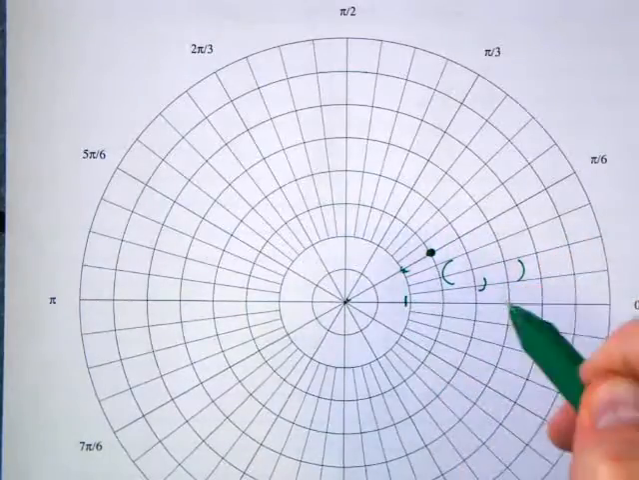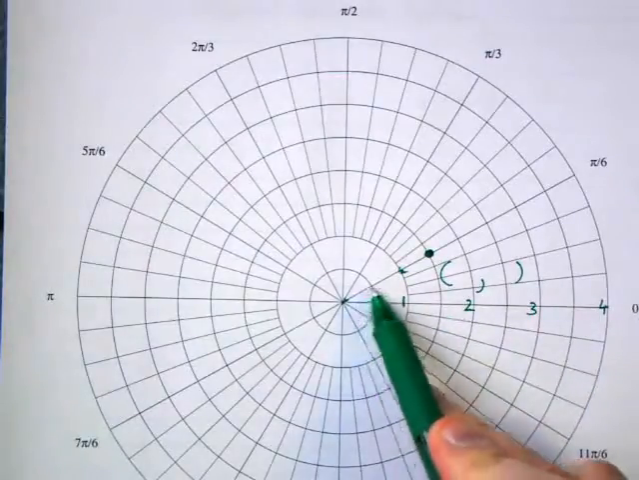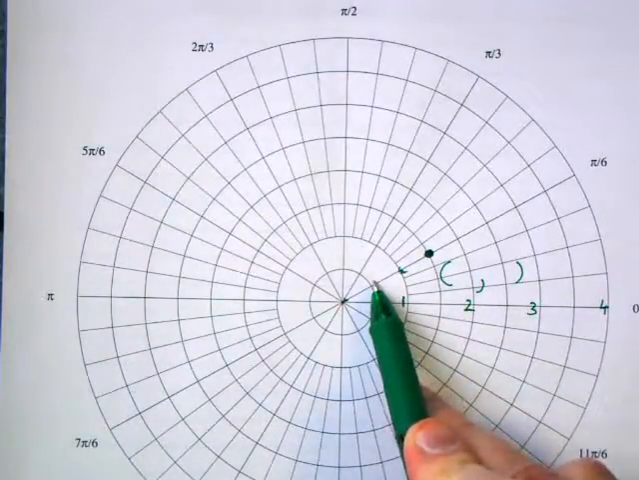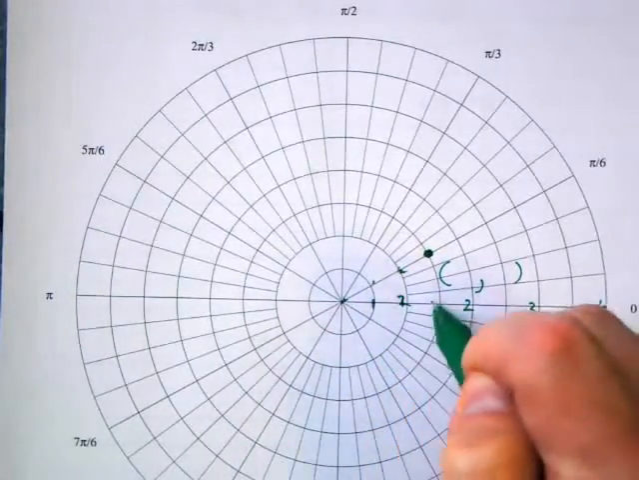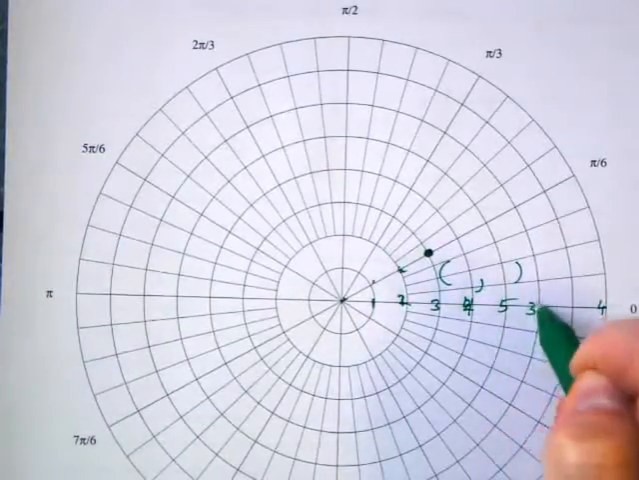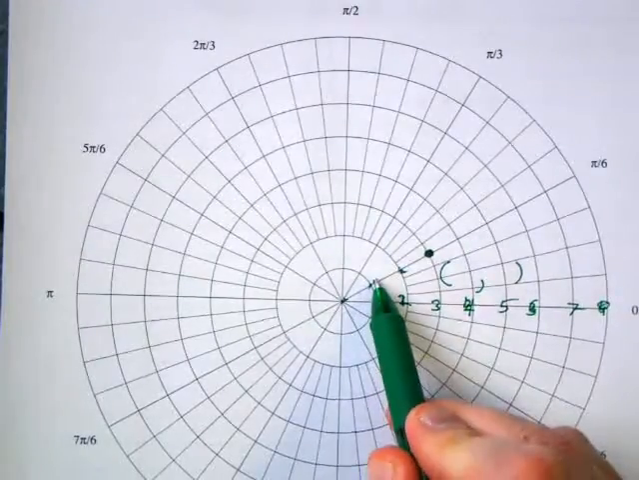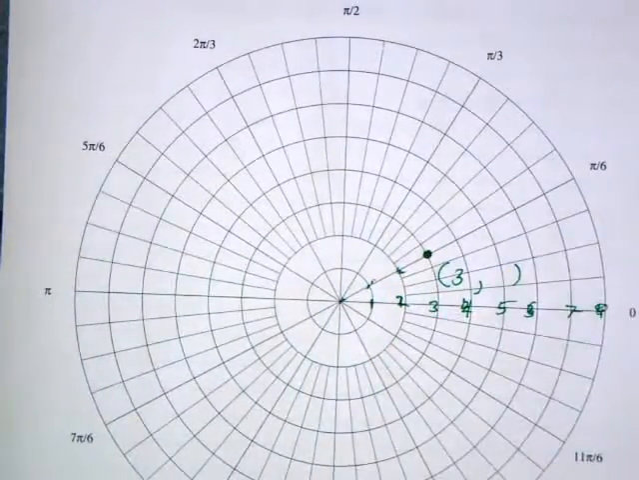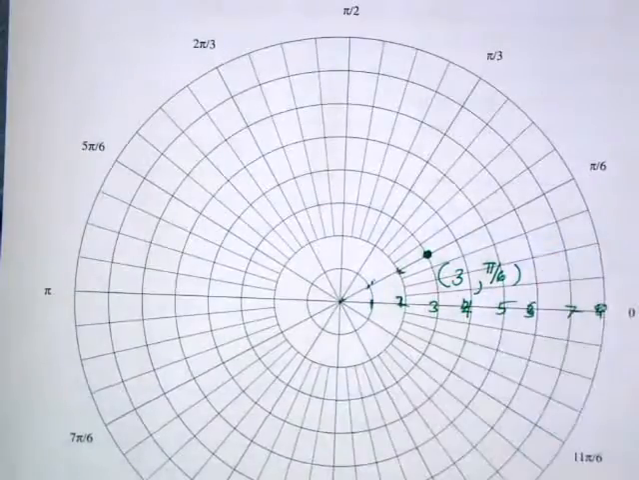So that one looks like it's, oh wait, no, here's 1. I missed one right there. You're right, this is 1, 2, 3. I missed that circle right there. All right, so this is distance 1, 2, 3. So the first number we put is the distance from 0, that's 3. And the second number we put is the angle. So what angle is that? Pi over 6. So we would call that point the point 3, pi over 6.